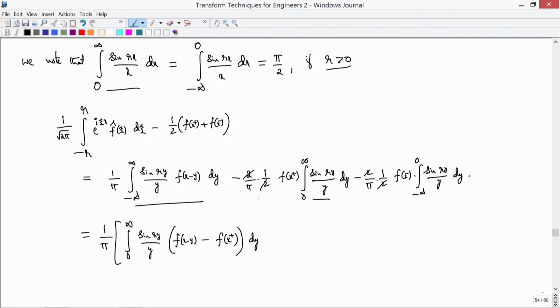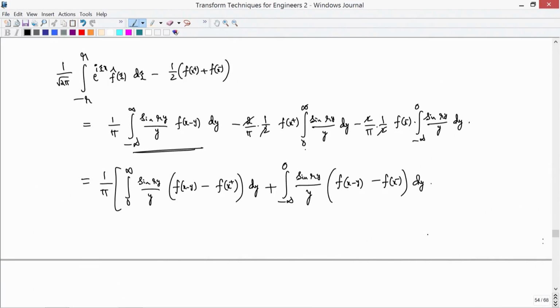I combine these 2 parts, first the 0 to infinity part and this integral. If you do this, this is the result, plus minus infinity to 0. Again you do the same thing, sin r y by y is common, and what you get is f of x minus y, and here minus f x minus dy. This is what you have now.